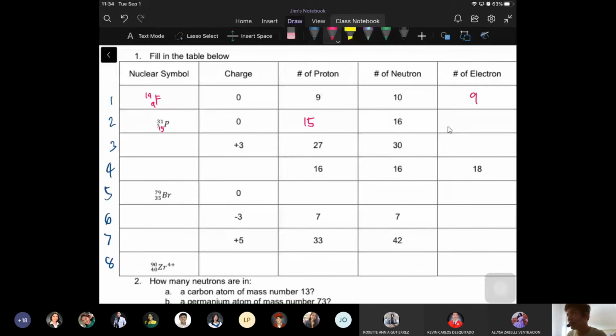Okay, then what's left? Electrons. Since the charge is 0, that means the number of electrons is the same as the number of protons. So that's also 15.